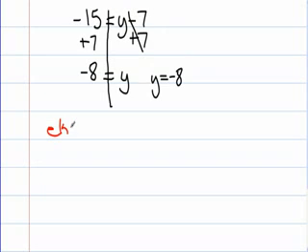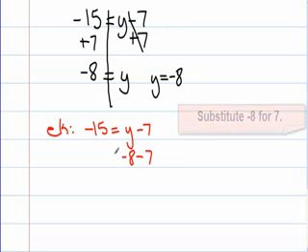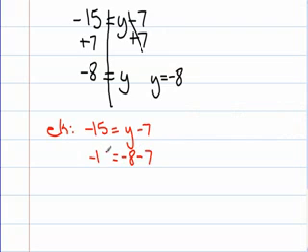Let's check our answer. We have -15 equals y minus 7. Since I said y equals -8, I'm going to replace or substitute y with the -8 and just bring down the rest of my problem. I have subtraction here, so I'm going to leave my -8, change this to addition, make that 7 its opposite, which is a -7.